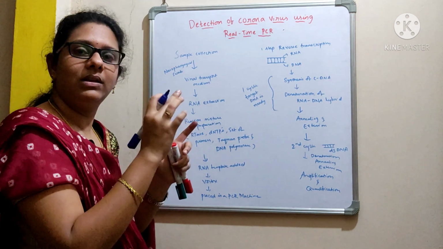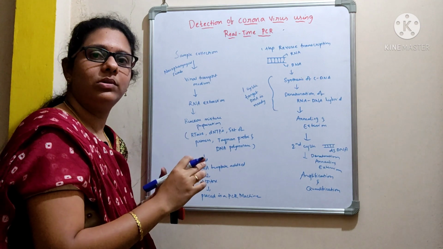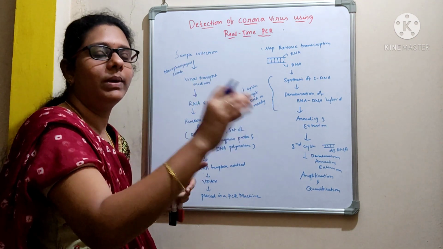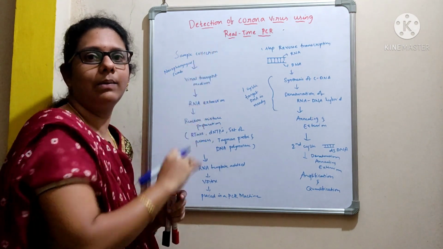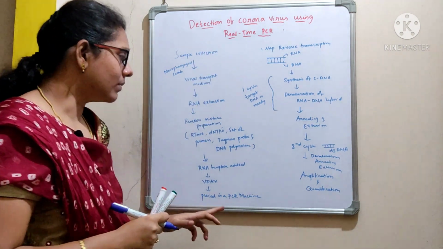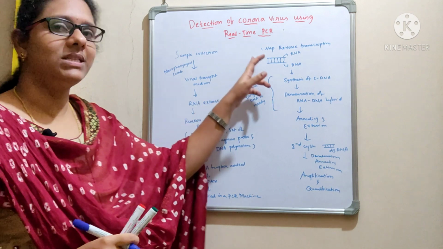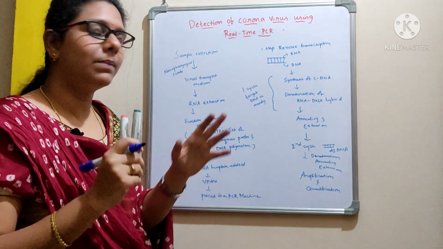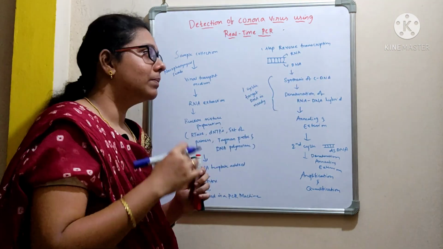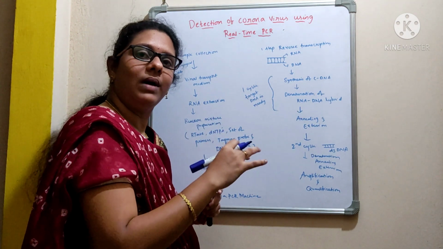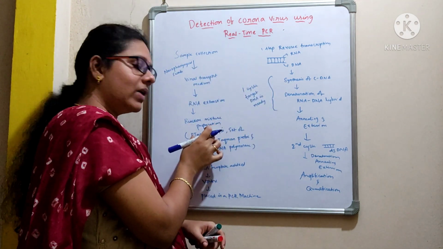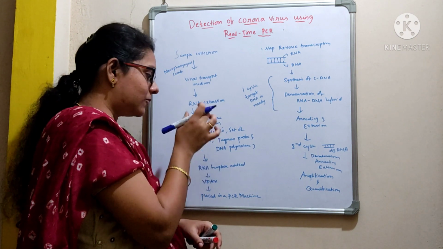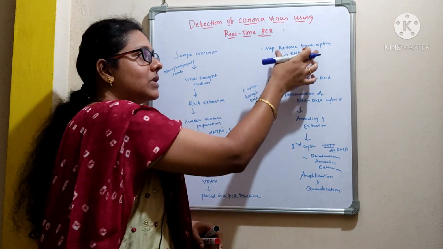Once you are done with the reaction mixture, what are you supposed to do? You have to insert this tube into a PCR machine, that is a qPCR or real-time PCR machine. Then what happens in the first step? The very first step is the reverse transcription, because here we are going to amplify the DNA, not the RNA. So as we have provided the enzyme reverse transcriptase, first it will act in the first step.